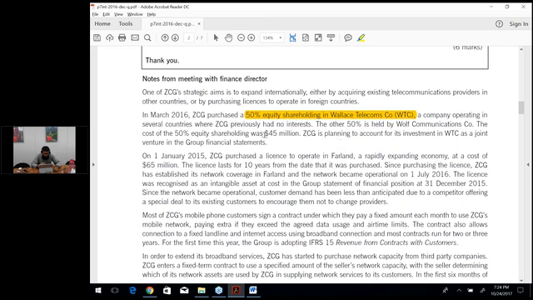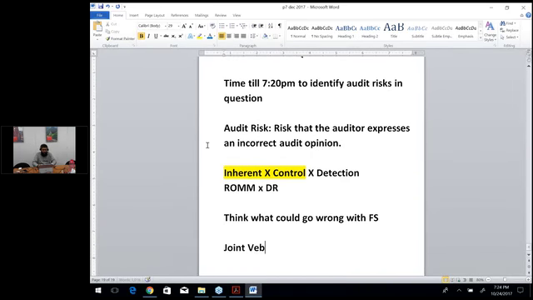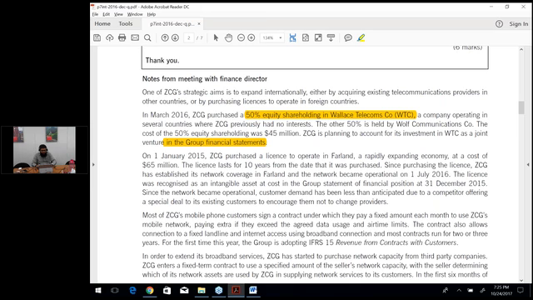The cost of the 50% holding was $45 million. ZCG is planning to account for its investment as a joint venture in the group financial statements. First of all, let's try to understand that it is planning to classify it as a joint venture in financial statements. So what's a joint venture? A joint venture is an entity subject to joint control. That's what is termed a joint venture.